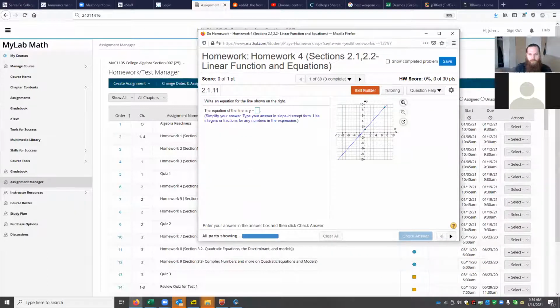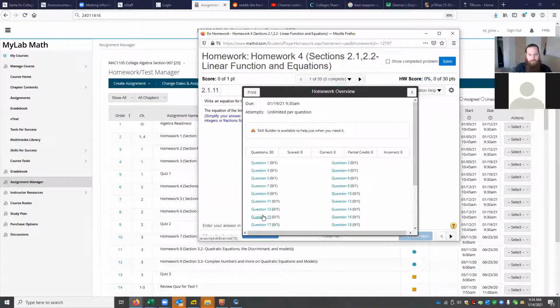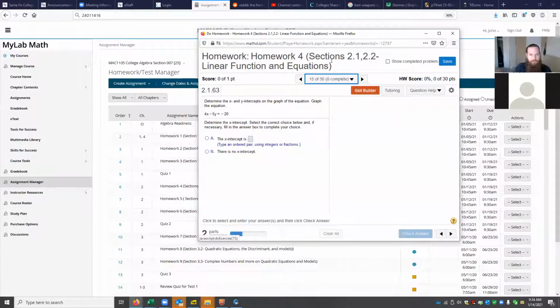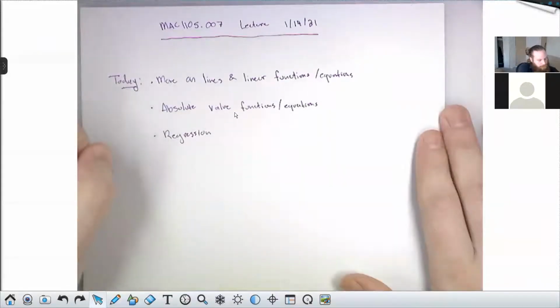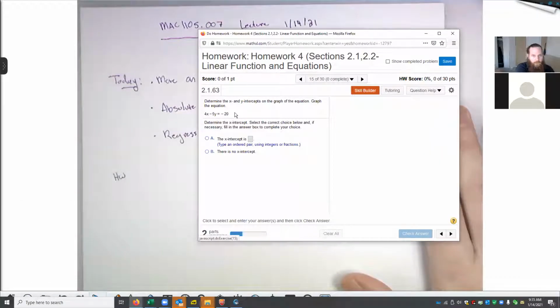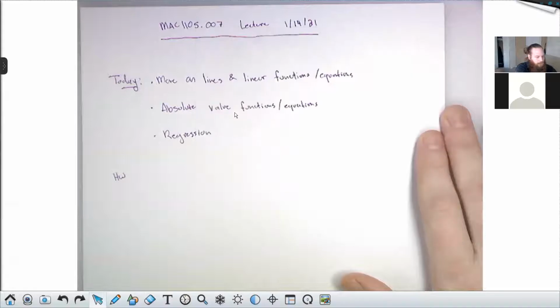Remember, you can hold spacebar to talk, or you can type into the chat. If there are no requested problems, I'm going to grab one of these guys. So we'll start off nice and gentle. Let's find the x and y intercepts for this fella. 4x minus 5y equals negative 20. So this is coming from homework 4, and it's number 15.